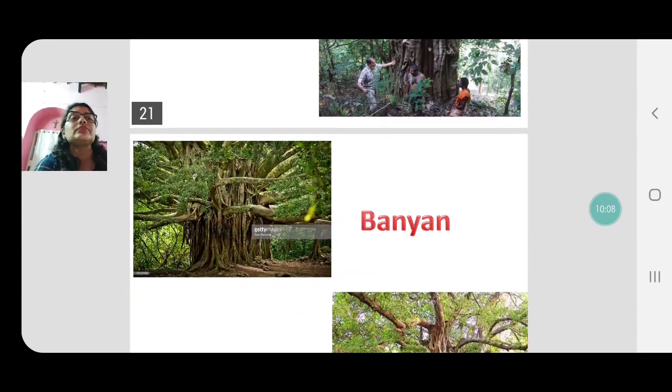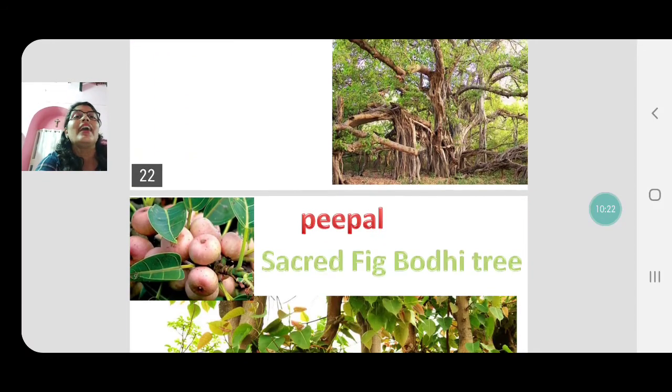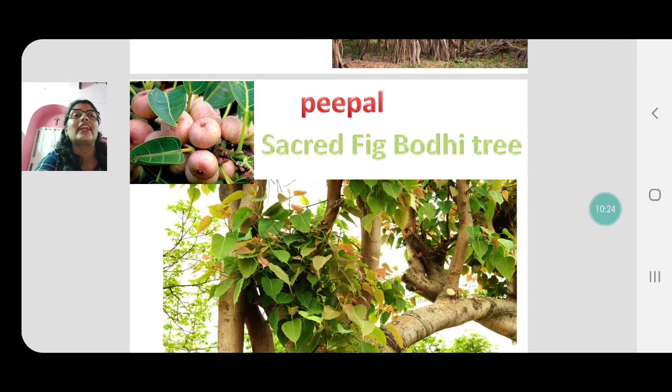Here you have the banyan tree. I'm sure all of you, I hope so, might have swung on these branches of the banyan tree as little kids. While coming to school, I remember swinging on these branches and playing. Then peepal tree, the sacred fig. It's from the fig family.